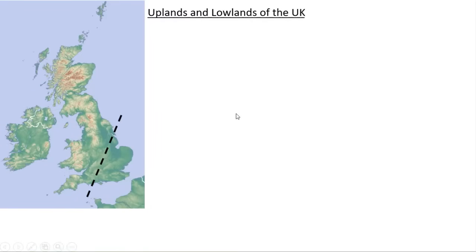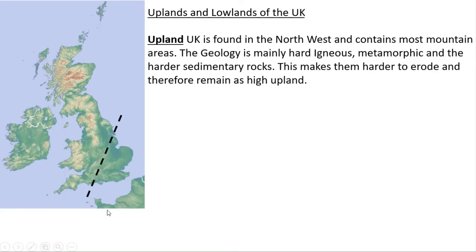So the next part you'd need to know about this particular 6-mark section is uplands and lowlands of the UK. And this dotted line here, called the Tees-Exe line, named after the River Tees and the River Exe, generally divides up the UK into its upland and its lowland areas. So upland UK is found in the north and west and contains most of the mountain areas. The geology is largely hard igneous and metamorphic rock, or the harder sedimentary rocks, like I mentioned the millstone grit earlier. So that makes them harder to erode and therefore remain as high upland, whilst the softer rock around them erodes downwards.